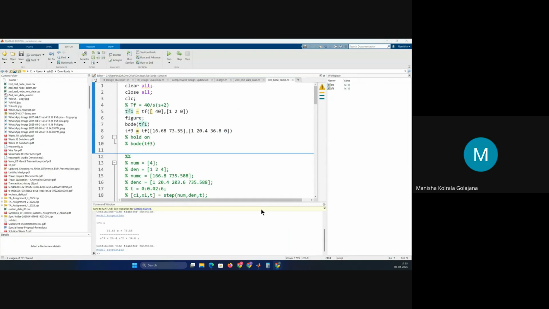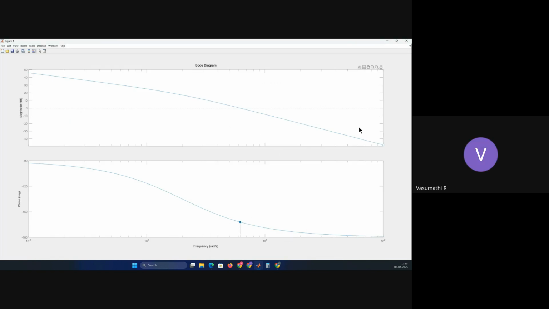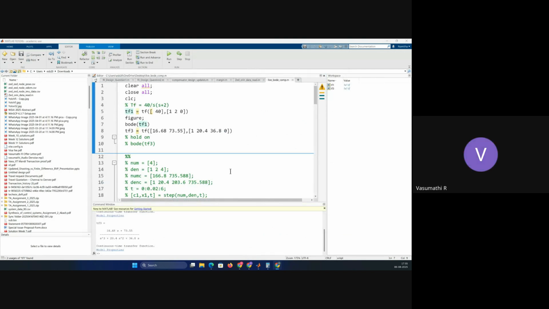Excuse me, ma'am. How are we saying gain margin is infinity? Oh, okay. Here you cannot see that dot, so it is at infinity. Okay, you cannot see that. That's why. Oh, okay. Right.